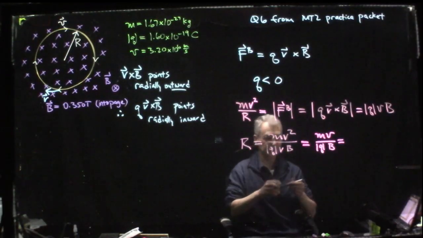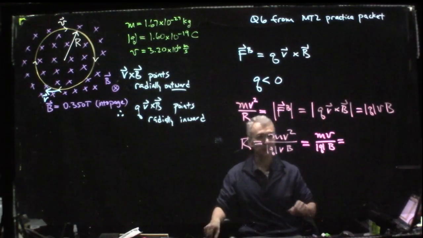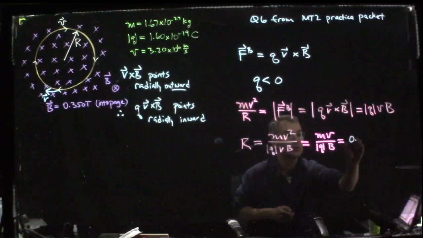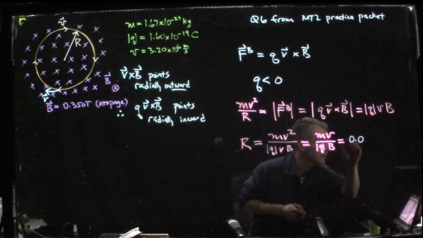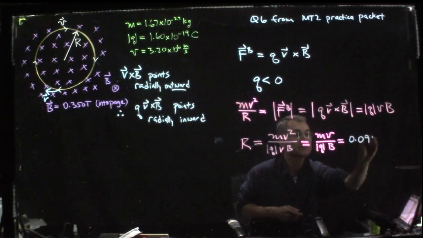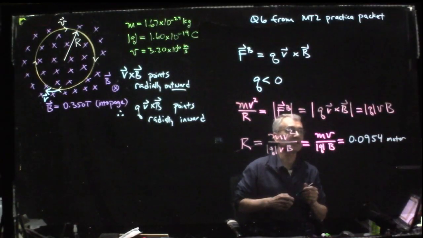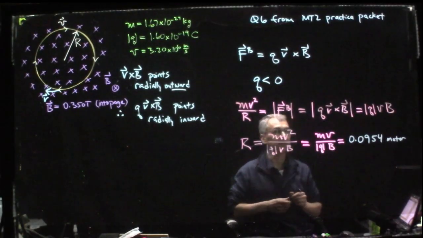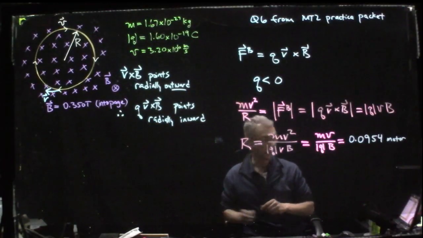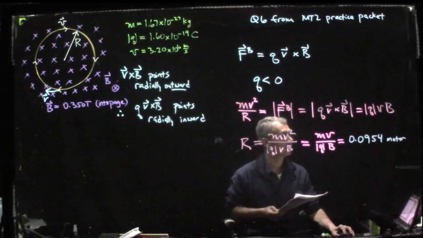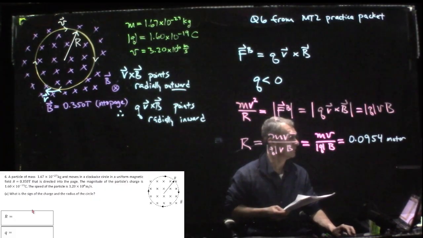Plugging in numbers using Python as my calculator, I get this radius is 0.0954 meters, which you could also say is 9.54 centimeters. Okay, so that's part A of the problem. Then part B of the problem.